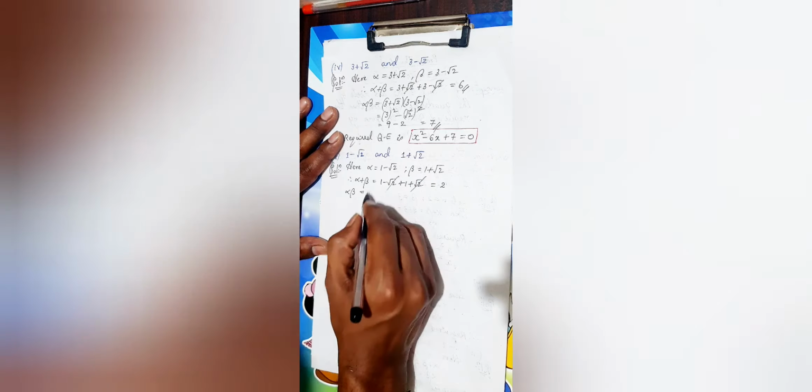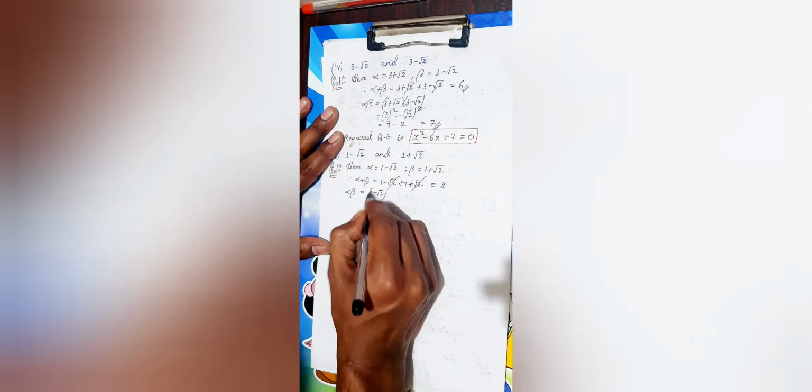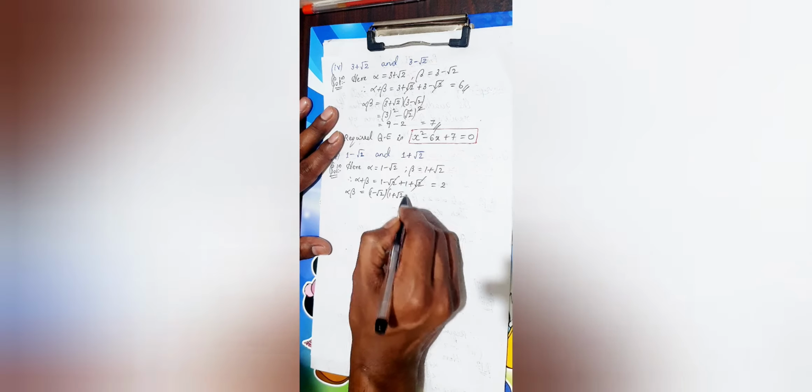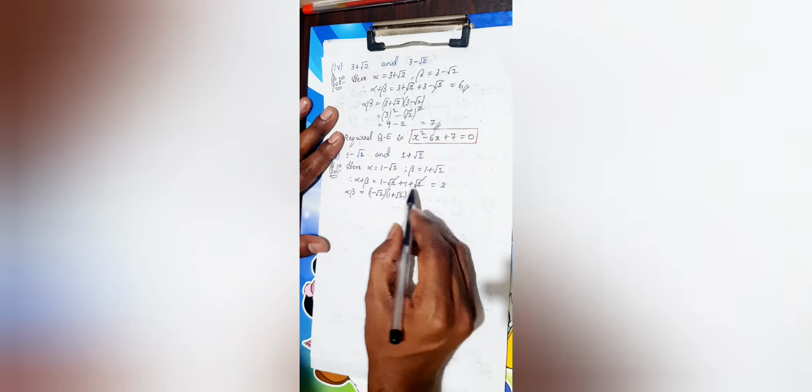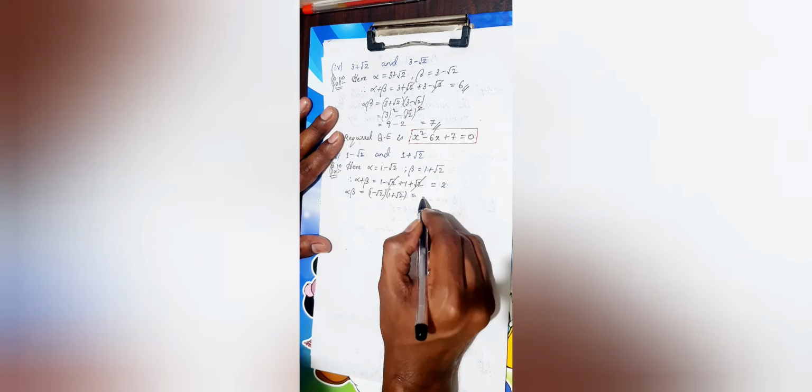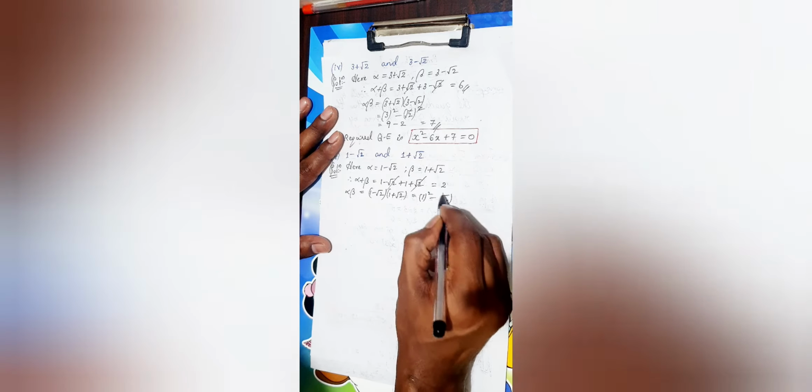Okay. Now next, the product of the roots is alpha into beta. It is 1 minus root 2 into 1 plus root 2. Similar to the previous question, it is a plus b into a minus b form. So it is a square minus b square. That is 1 square minus root 2 square. So 1 square is 1, minus root 2 square will be 2. Okay, so 1 minus 2 is minus 1.